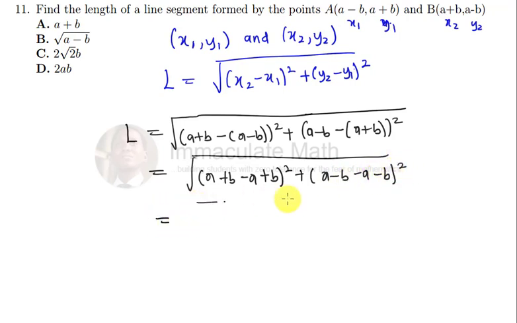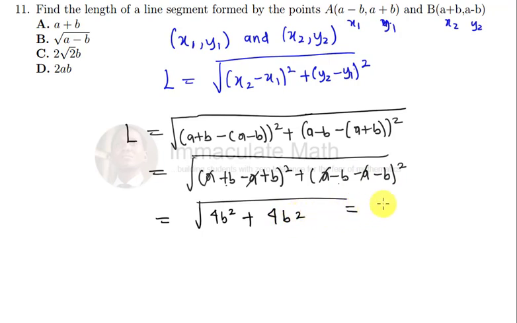Okay, so let me try to simplify this further. Of course, a will take care of a, that's b plus b, that's 2b, then 2b squared, that's 4b squared. Okay, plus a will take care of a, that's minus b minus 2b. Minus 2b all squared will give me 4b squared.